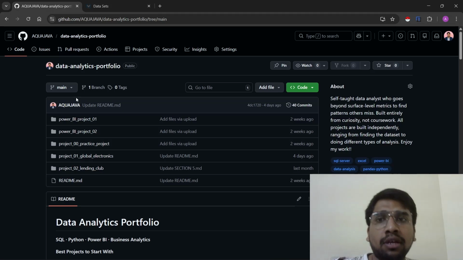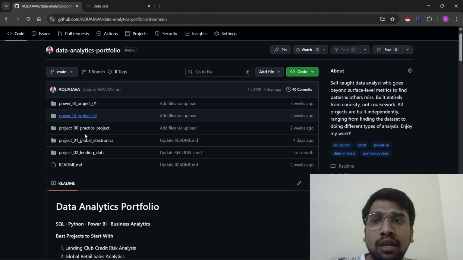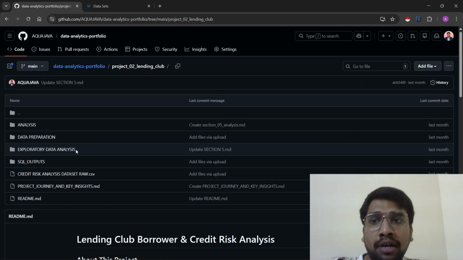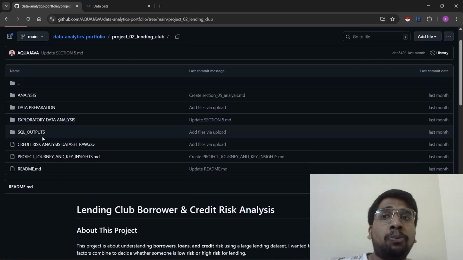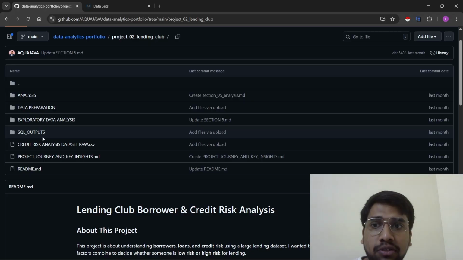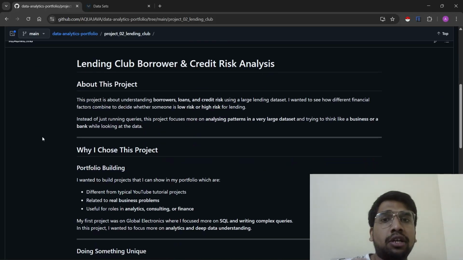my GitHub repository. So this is my GitHub repository here. If we go to the project 2 lending club, this is the project that I'm talking about right now. Here you can see that I have made the project in a very structured manner so that anyone who just wants to understand this industry, the analysis part of it, the code part of it, can easily understand it without any prior knowledge.